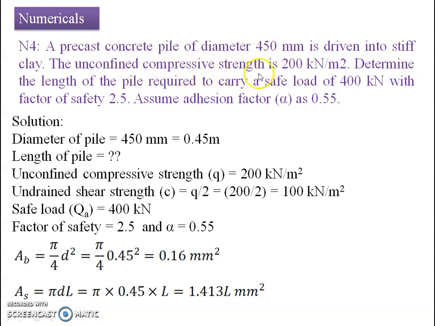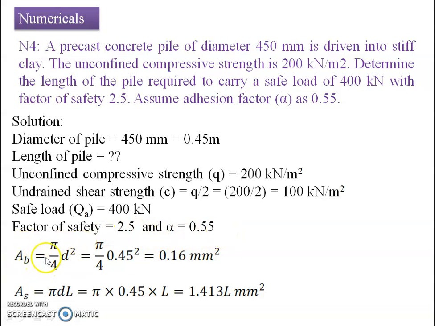The unconfined compressive strength of the soil is 200 kN per meter square and the safe load that the pile can carry is 400 kN. Using the given parameters, diameter of the pile 450 mm can be converted into meter, 0.45 meter. Length of the pile is not given to us, it's unknown. Unconfined compressive strength Qu is equal to 200 kN per meter square. Undrained shear strength works out to be Qu divided by 2, which equals 200 divided by 2, which equals 100 kN per meter square. Safe load Qa is equal to 400 kN. This is the safe load carrying capacity of your pile. Given to us, factor of safety is 2.5, alpha is 0.55.